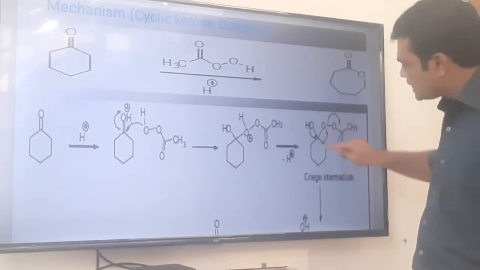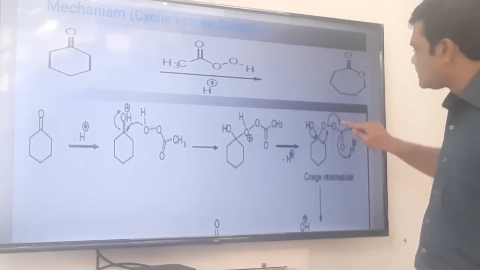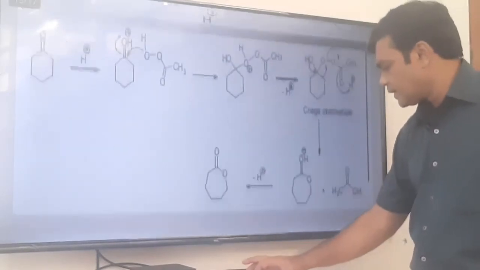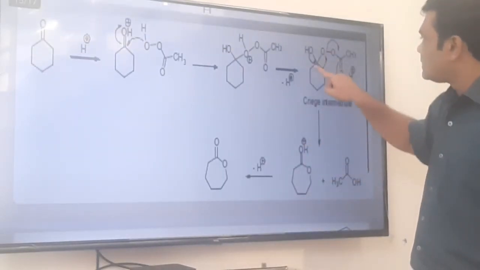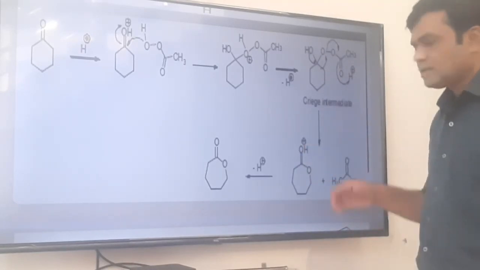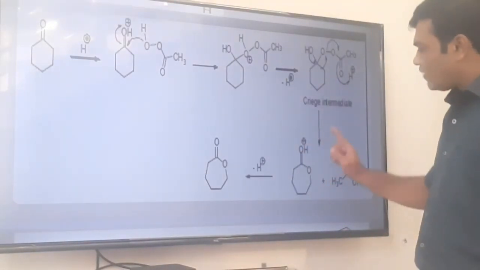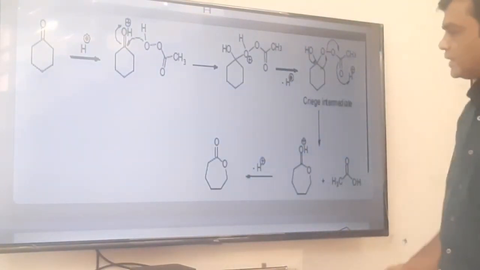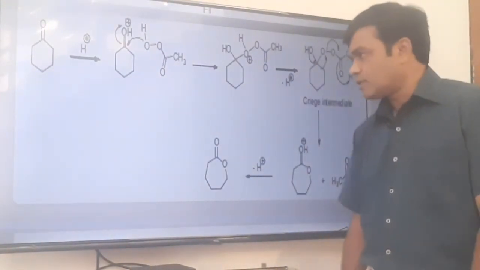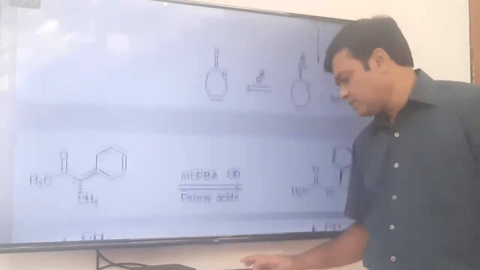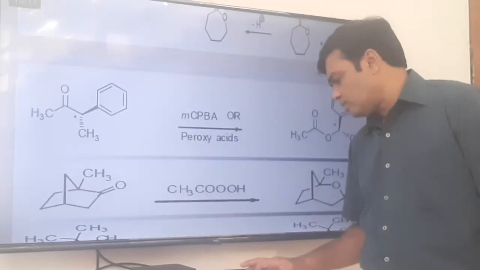And in this way the ring size increases. When this new bond is formed between carbon and oxygen, the old bond cleavage takes place. In this way we get the 7-membered ring. What is the charge on this oxygen after donation of the lone pair? Positive charge, oxonium ion formation, and finally deprotonation, loss of proton, and we get this cyclic moiety. Cyclic esters are called lactones. Ketone is converted to ester, cyclic ketone is converted to lactone.